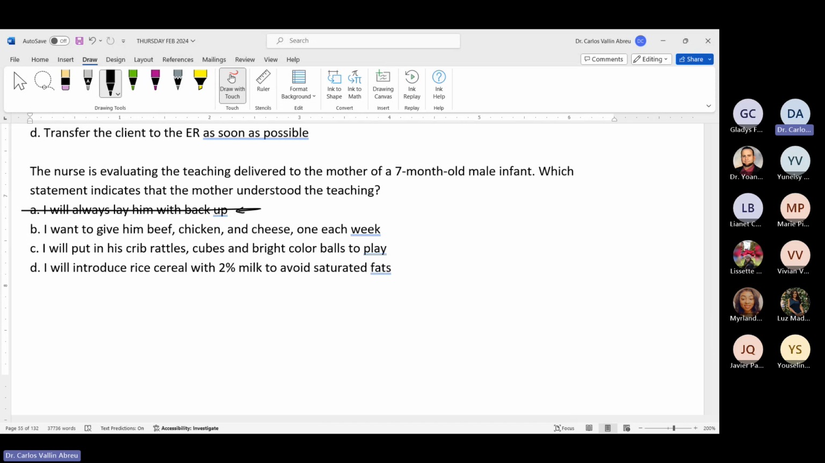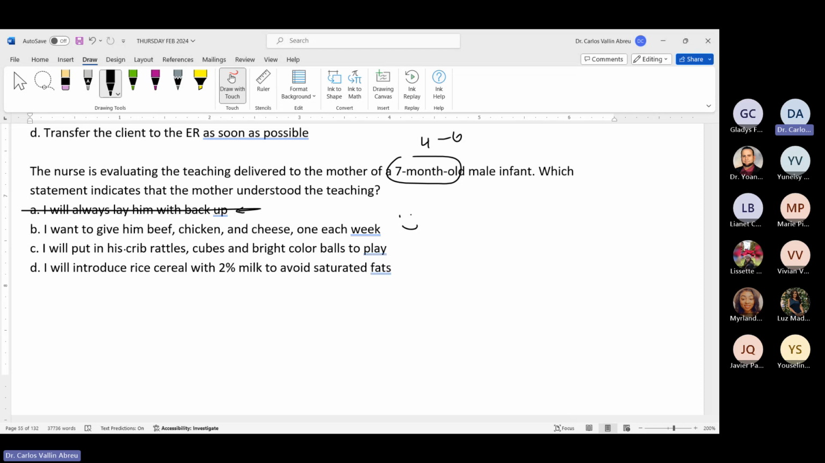"I want to give him beef, chicken, and cheese one each week." It sounds correct because he is already 7 months. After 4 to 6 months, we can start introducing solid food, and beef, chicken, and cheese are allowed in the first year of life, with the precaution of giving one by one each week. So if there is any kind of reaction, we can detect which food is producing the reaction. I like it. So probably this is the correct understanding.